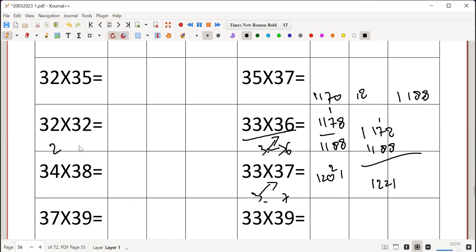Here it is 2, 34. 34 into 3. 30 plus 132. 34 into 3. 90 plus 12. 102. Right? 102. 2,000.